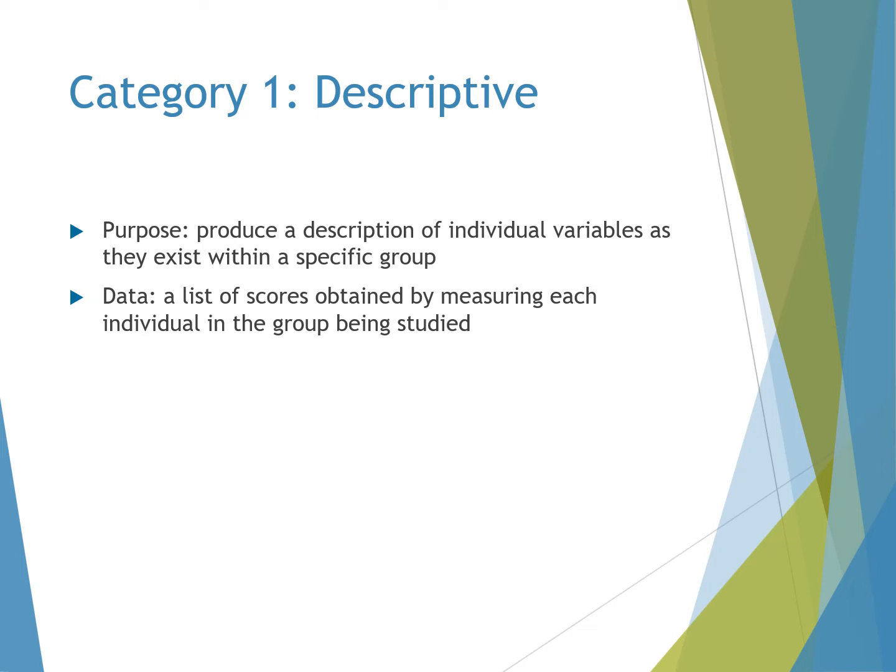So the 5 research strategies that we'll talk about are kind of hierarchical in terms of the quality of explanation. So category 1 is descriptive. These are strategies that examine just individual variables. So the purpose is to provide a description of individual variables as they exist within one group of people. And normally our data is a list of scores obtained by measuring each individual in a group being studied. So for example, I might be able to say something like, on average, local college students study 12.5 hours outside of class each week and get 7.2 hours of sleep each night.